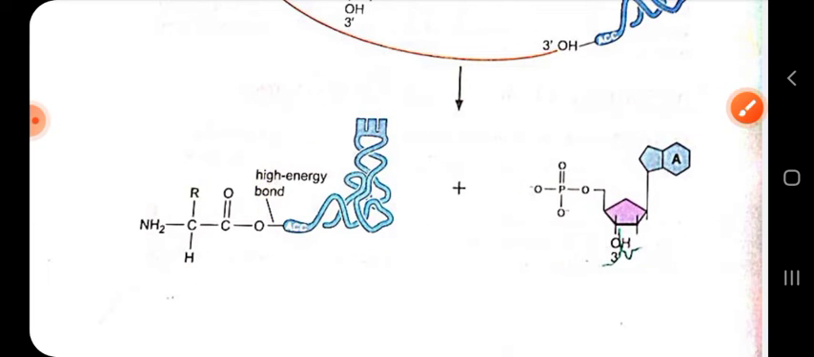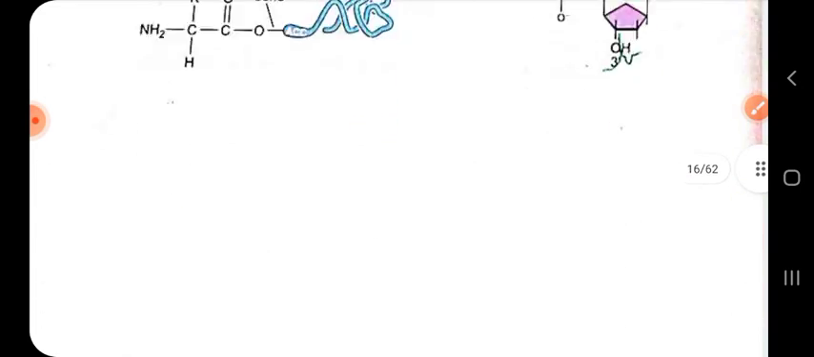So this is a high energy bond, which is actually an ester linkage. I have said before that the linkage is an ester linkage formed on the sugar molecule of the adenine of the acceptor arm. That ester linkage is a highly energetic bond, and AMP is released.